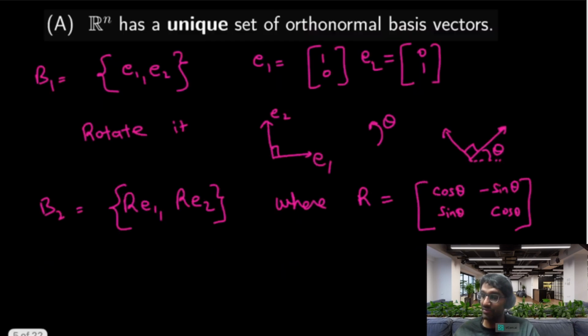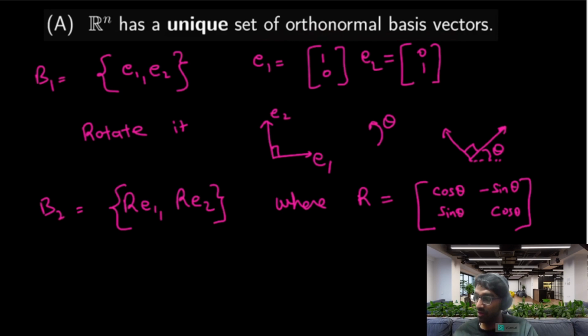So let's see if we can find a counterexample for this statement, which means that the statement says that there is only one unique set of orthonormal basis vectors. So, for example, for the vector space R2, we have one basis as E1, E2. This is the standard basis where E1 is 1, 0 and E2 is 0, 1. Now we will try to modify it and see if we can get another. And by the way, this is also orthonormal.